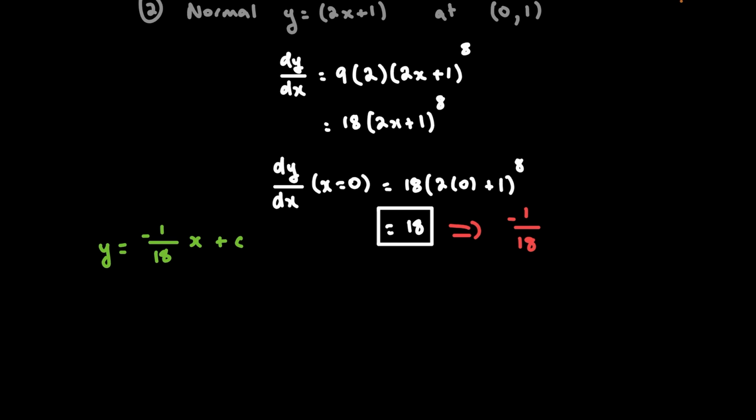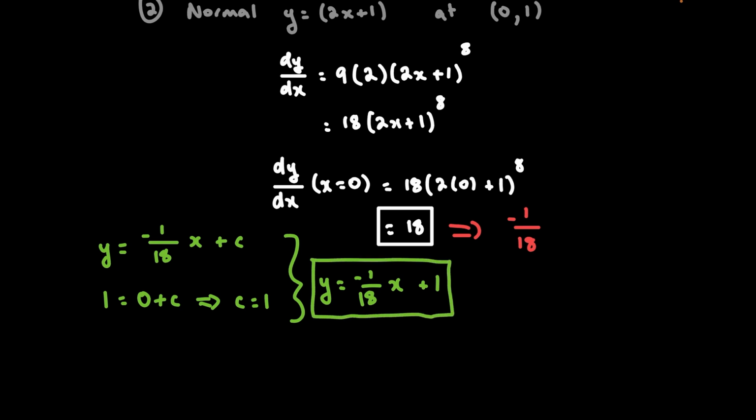Now we do the same step as before. You want to work out what c is? You have a point that the normal passes through, (0, 1). So let's simply substitute that in. 1 equals 0 plus c, therefore c equals 1. Wow, such a difficult calculation. Therefore, the equation of your normal is simply y equals negative 1 on 18 x plus 1. And that is your normal to this equation.